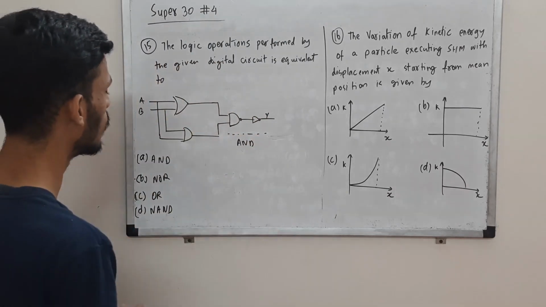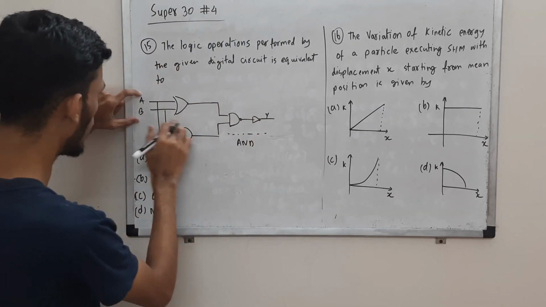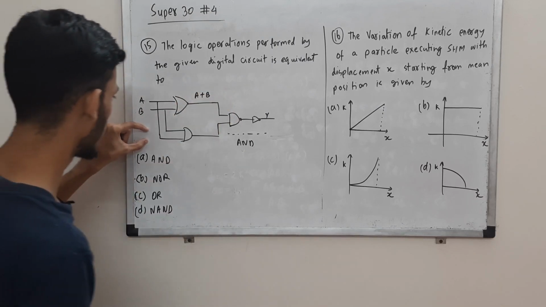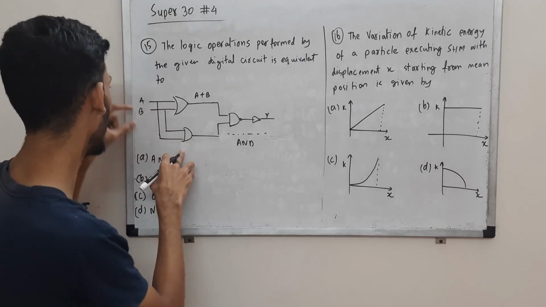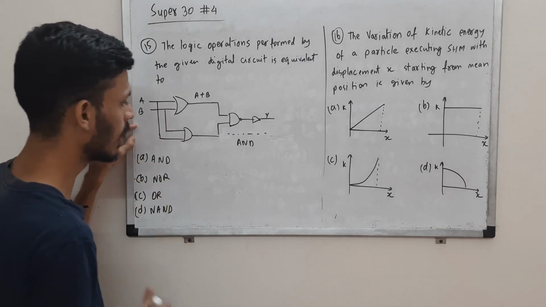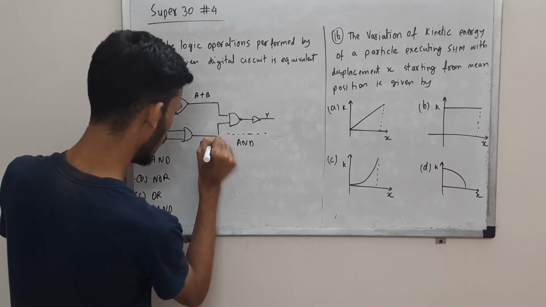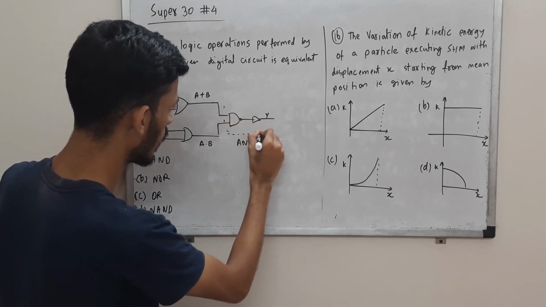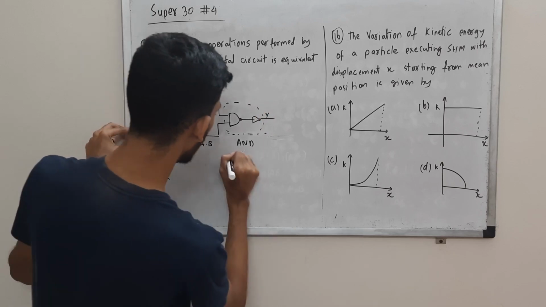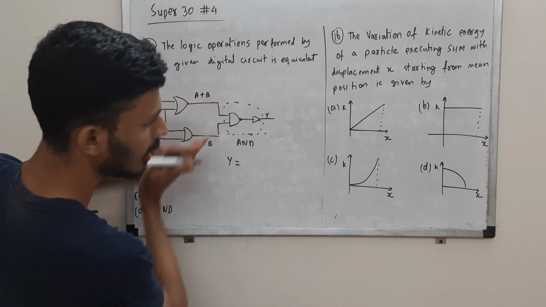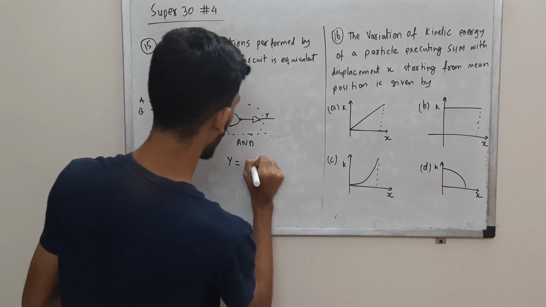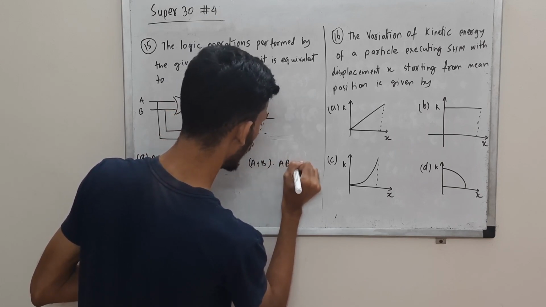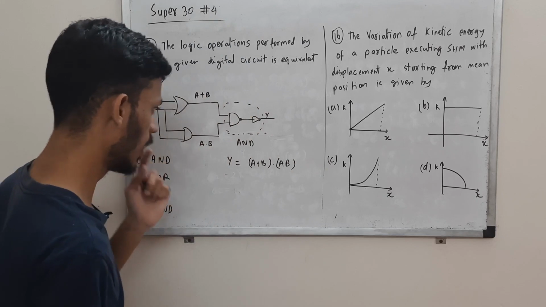Okay, so let's see for the whole circuit now. Here we have an OR gate, inputs are A and B, so this will add. Let's come to this gate. This is an AND gate, and inputs are A and B again, so it will multiply, A into B. This is again an AND gate. So Y will multiply the two inputs: A into B into (A plus B) into A into B.